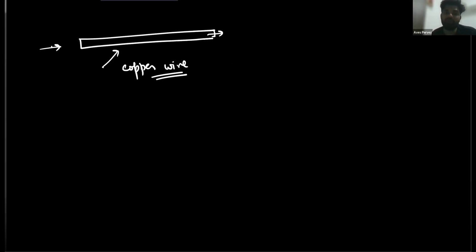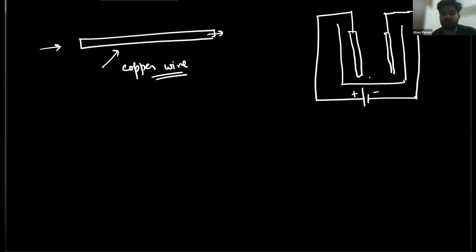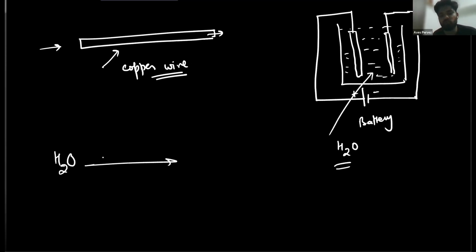Similarly, if you are passing electricity to this one, the copper atoms are just passing electricity. It will not be converting to some other elements. But what if you pass DC current to this container that has one rod and another rod, connected with the positive and negative terminals of a battery? It is having water inside. What is going to happen when electricity is passed through water?